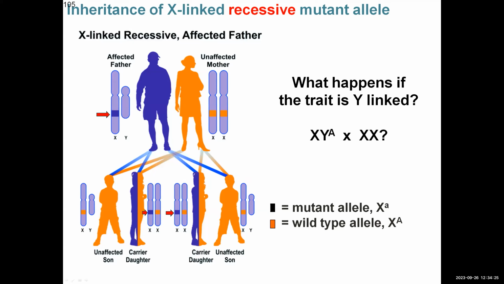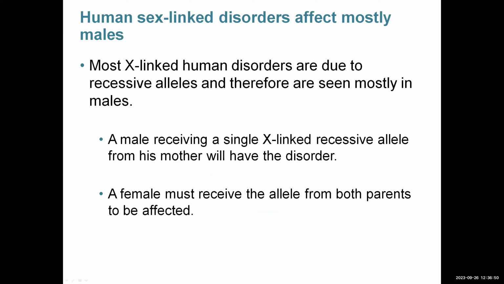Now the sons would be affected. Right? So depending on what is going on with where this is located, is it recessive, dominant, or on the Y, will change the outcome. Most sex-linked traits in humans are going to be on the X chromosome. Most of them are due to recessive alleles, and that means that they are usually seen in men. So a male that receives a single X-linked trait from his mother is going to have that disorder, but because females have to get two, they tend to only be carriers.